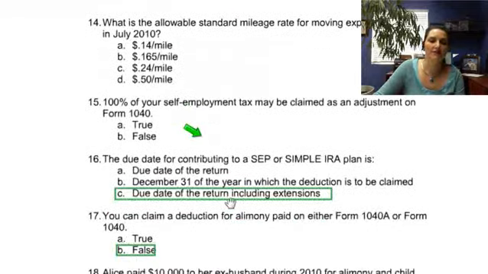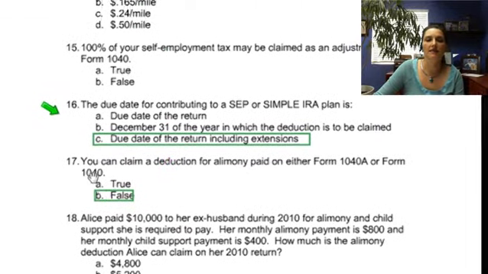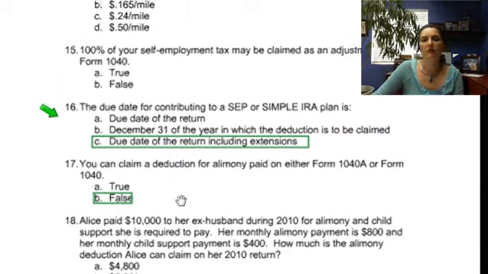Moving on down, we have the next item in line, 16. The due date for contributing to a SEP or simple IRA plan is the due date of the return, including extensions. And of course, most students select due date of the return. If you are talking about a traditional IRA or a Roth IRA, it is necessary to make the contribution by the original due date of the return, not including extensions. But when we're talking about simple or SEP IRAs, you do have until the due date of the return, including extensions, which is generally October 15.